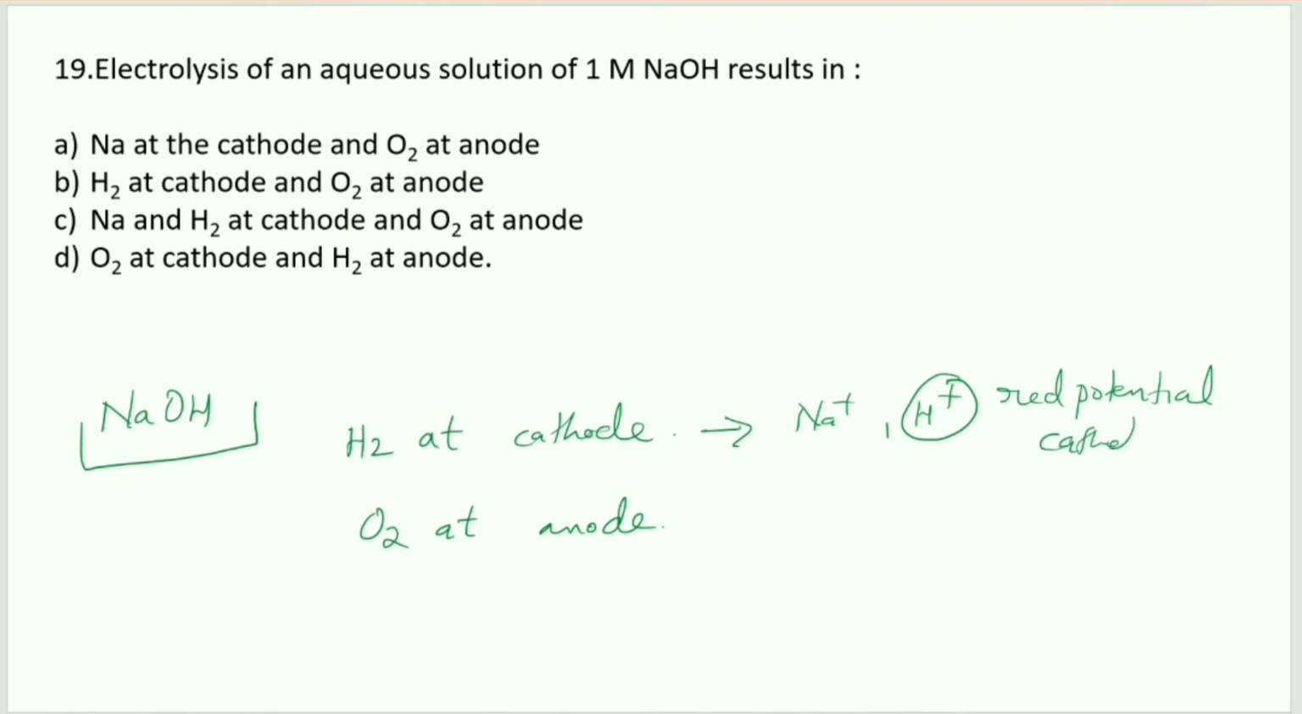H plus will deposit at the cathode, so you will get hydrogen at the cathode. And O2 at the anode means the Cl minus and O2 will compete. The O2 will deposit at the anode. So B option is the right answer.